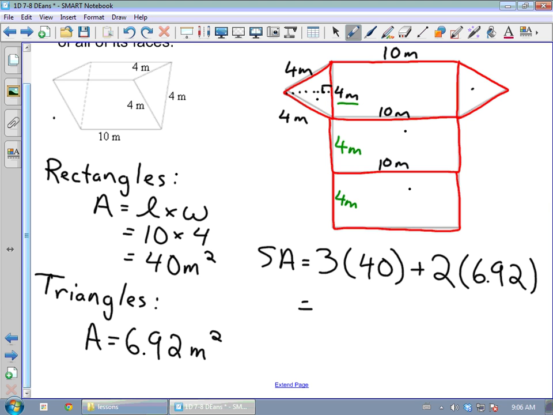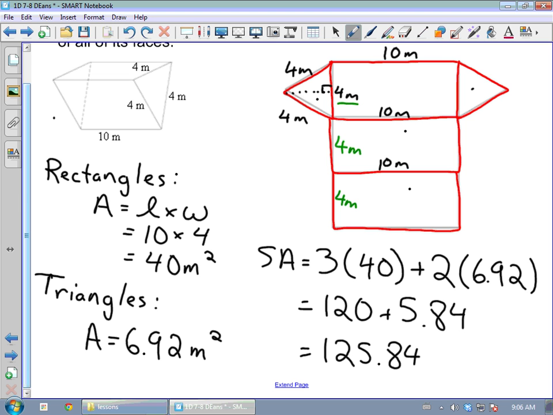And so we can just combine all this together. 3 times 40 gives us 120. 2 times 6.92 gives us 5.84. And then we add all this up, and we get 125.84. And what's our units here? We're talking about area. So this has got to be meters squared.